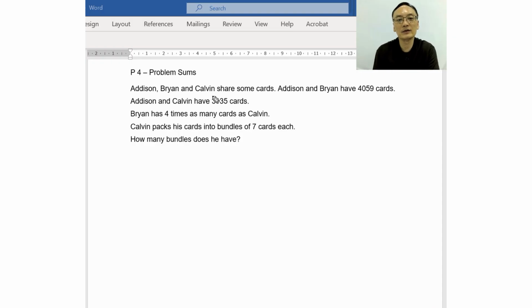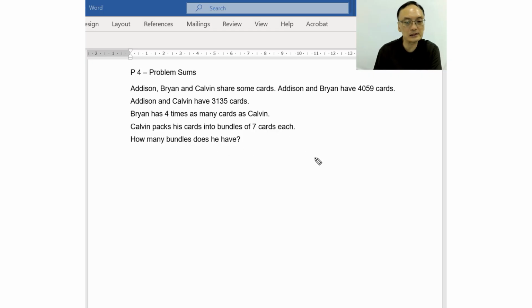Edison, Brian, and Kelvin shared some cards. Edison and Brian have 4,059 cards. Edison and Kelvin have 3,135 cards. Brian has 4 times as many cards as Kelvin. Kelvin packs his cards into bundles of 7 each. How many bundles does he have?